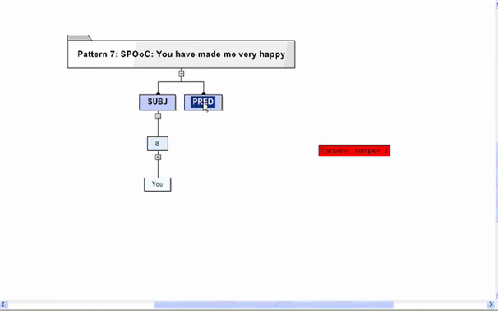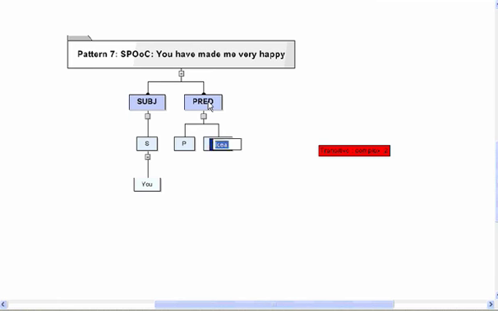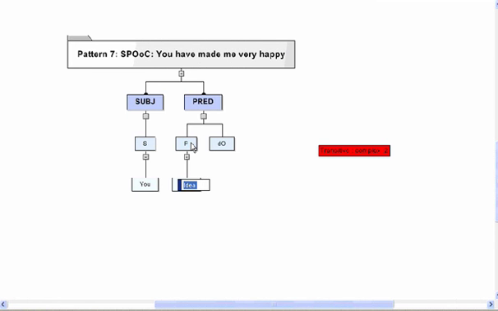"Have made" is the predicator. "Me" is the direct object. Actually, we could just call it an object because there's only one object. You can never have an indirect object by itself, but you can have a direct object by itself, and therefore here you could call it object, but for the sake of consistency we'll call this a direct object.